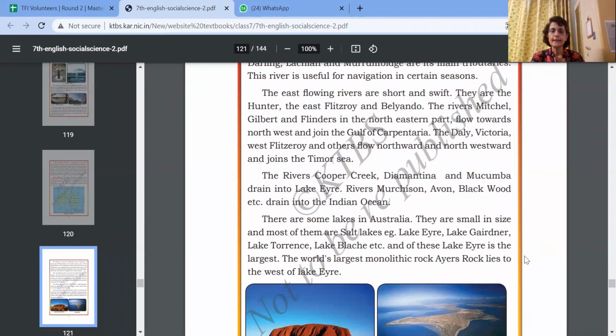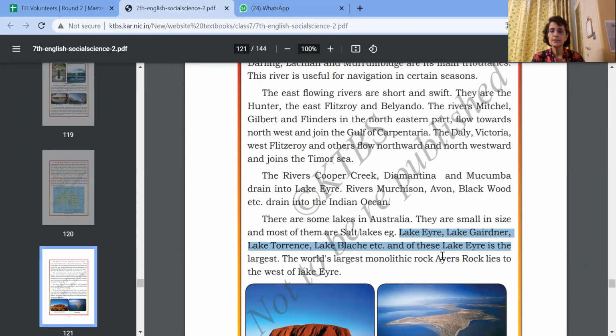So there are some lakes in Australia. Not only some, there are some very big lakes also, and some small. They are small in size, and most of them are salt lakes. Meaning it is salt water, not fresh water. So Lake Eyre, Lake Gardiner, Lake Torrens, Lake Blanche, etc. And so this is an important point about the lakes. Okay, so you should know that these are the important lakes.